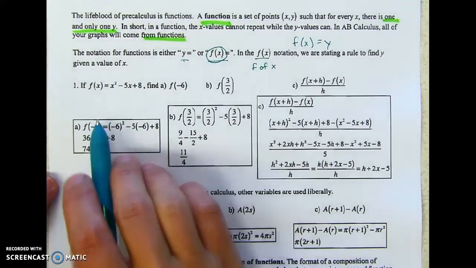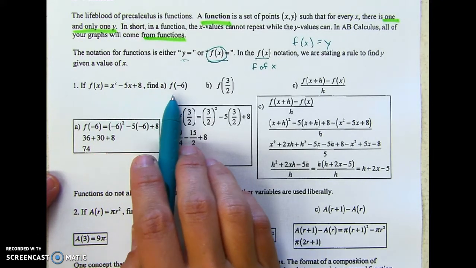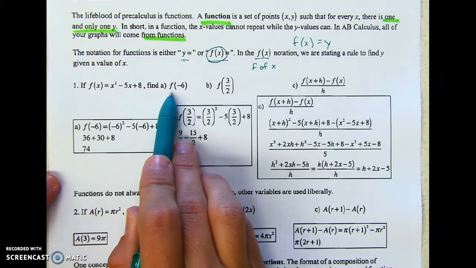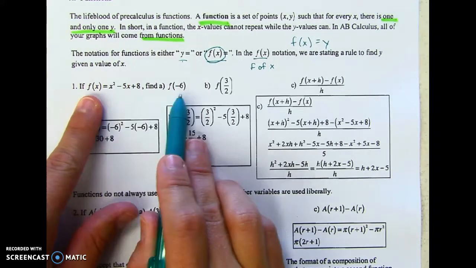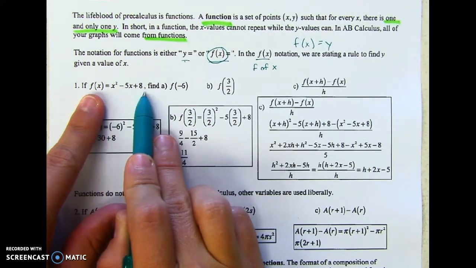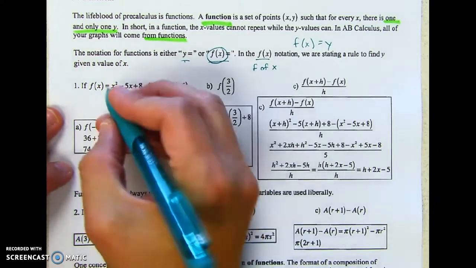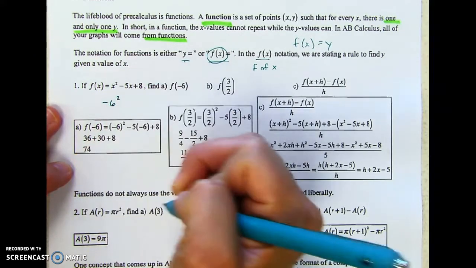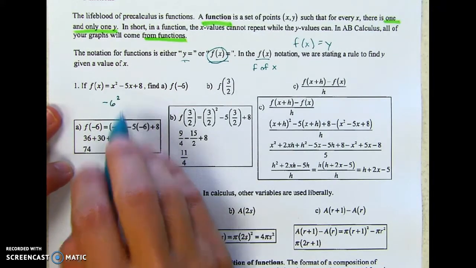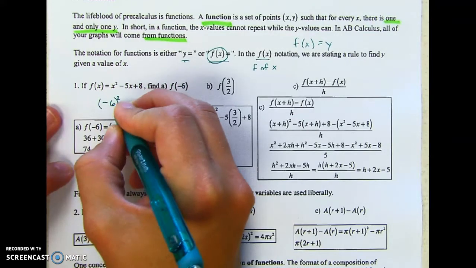Let's get into it. If f of x equals x squared minus 5x plus 8, find, and then you see there's 3 examples. So they give you the rule, and here the x has turned into a -6 on the left side of the equation. So on the right side of the equation, you need to plug -6 into here. I'm going to show you a wrong way to do it. A wrong way to do it would be to say this. This is equal to -36, but that's not what the rule says. The rule says take your x value in parentheses and square it.